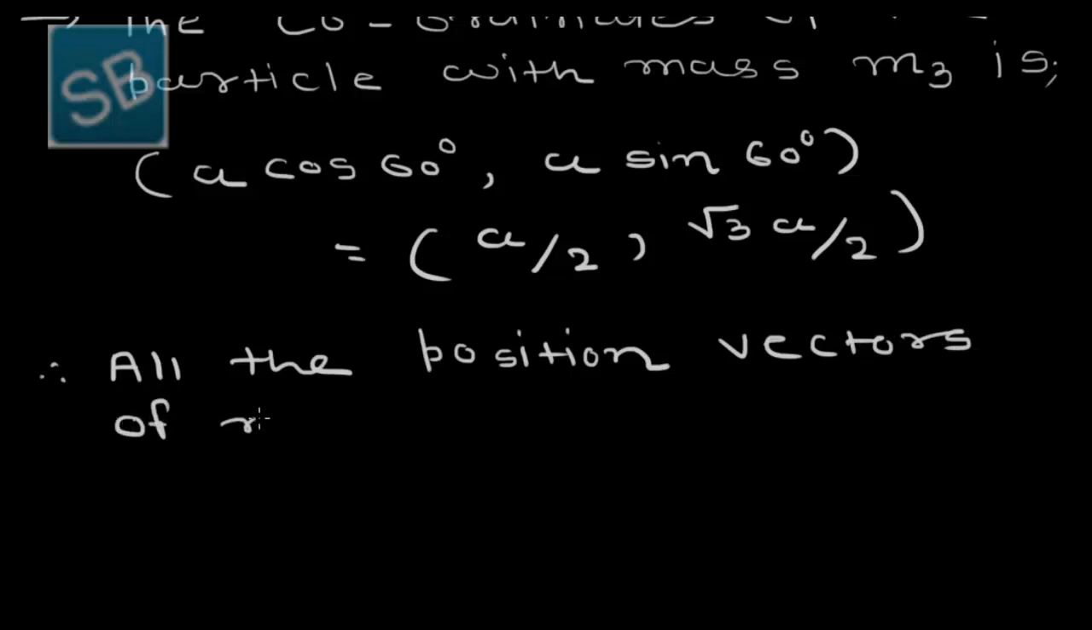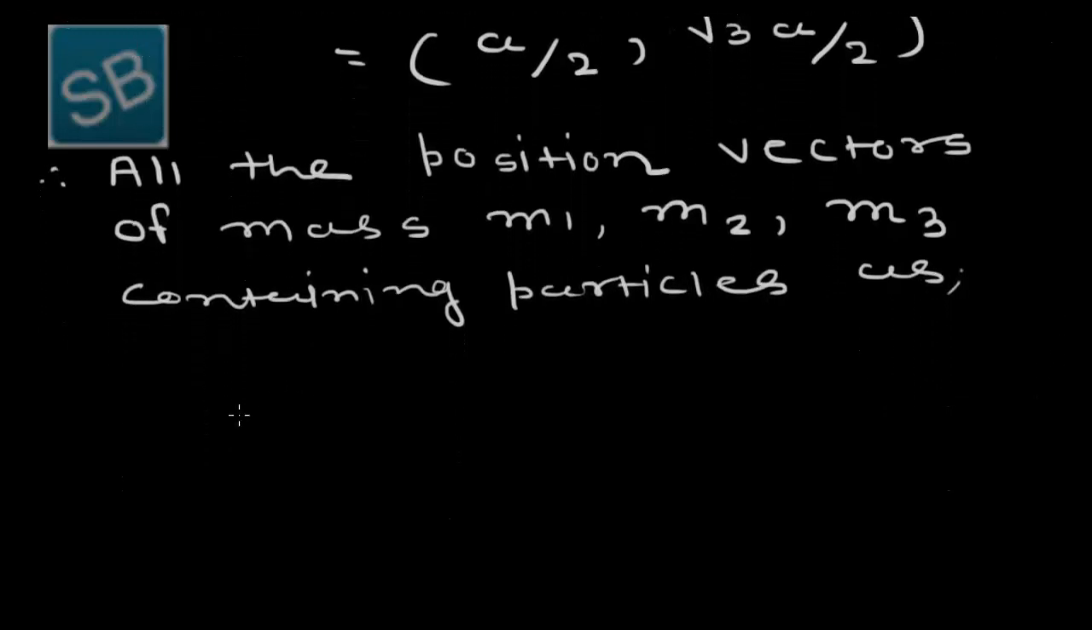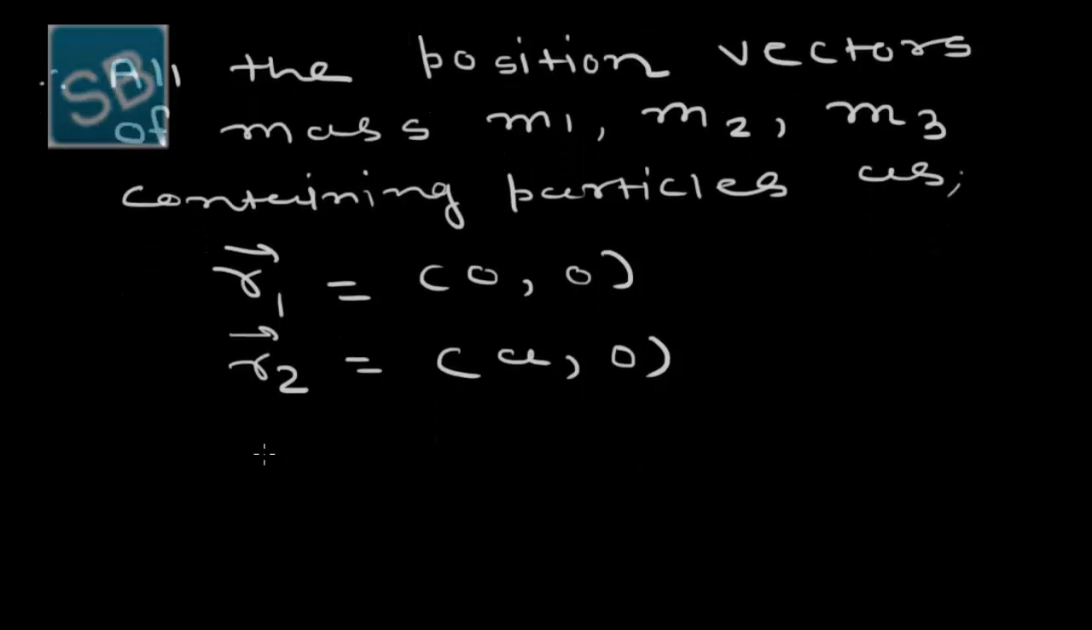of the particles of mass m1, m2 and m3 as R1. So R1 is the position vector of the particle having mass m1. We have considered that at the origin, so R1 is equal to (0, 0). For the position vector R2 of the particle of mass m2, its y coordinate is 0, but its x coordinate is the side a. And the third position vector is (a by 2, root 3 a by 2).